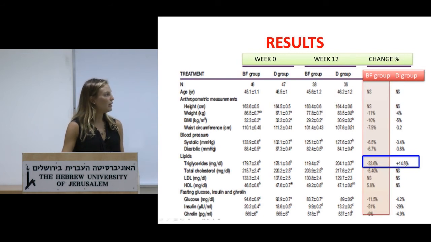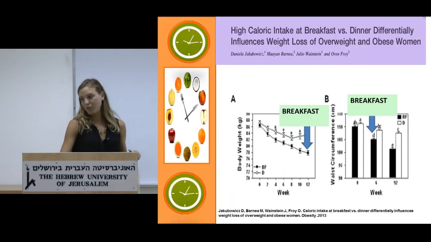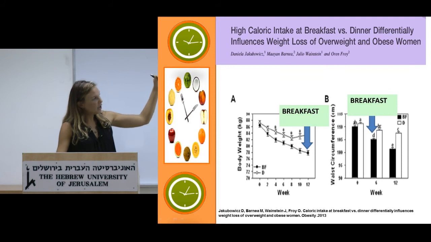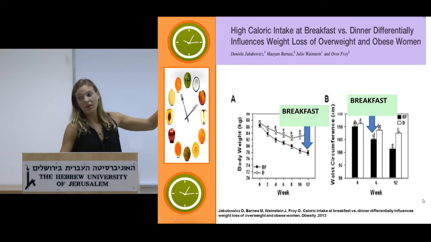And especially I want to point out that in terms of triglycerides, the breakfast group had a decrease of 33%. However, the dinner group had an increase. This is related to, if we have fat in the night or an important amount of calories in the night, triglycerides will easily go up. Then here we can see that as long as the study went, the gap between those groups became wider.